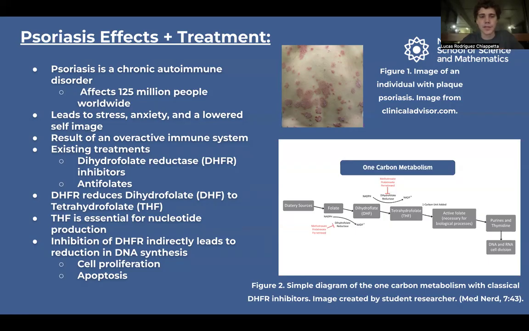Some existing treatments are DHFR inhibitors, which is dihydrofolate reductase, and then antifolates. Dihydrofolate reductase reduces dihydrofolate, which is DHF, to tetrahydrofolate, which is THF. THF is essential for nucleotide production, as it is a carrier for one carbon unit required for the synthesis of purine, which is a precursor of DNA. Thus, inhibiting dihydrofolate reductase prevents the formation of THF, thereby limiting DNA replication and cellular proliferation, which helps to treat psoriasis. Due to this, DHFR is a likely candidate to be targeted for the treatment of psoriasis.